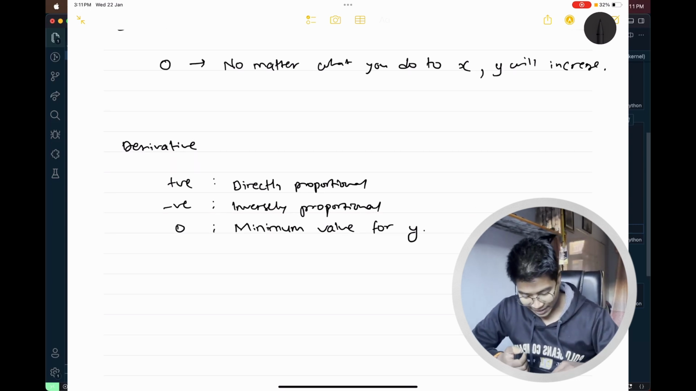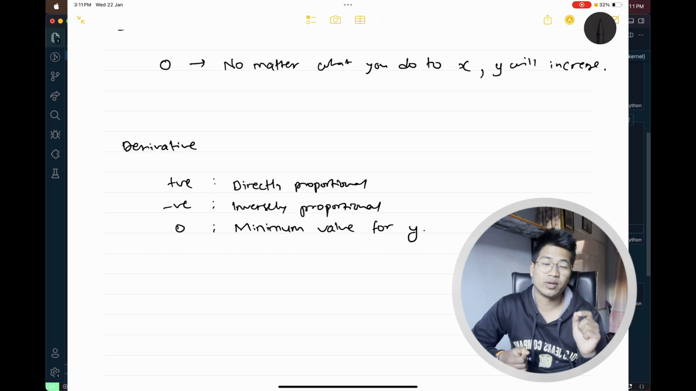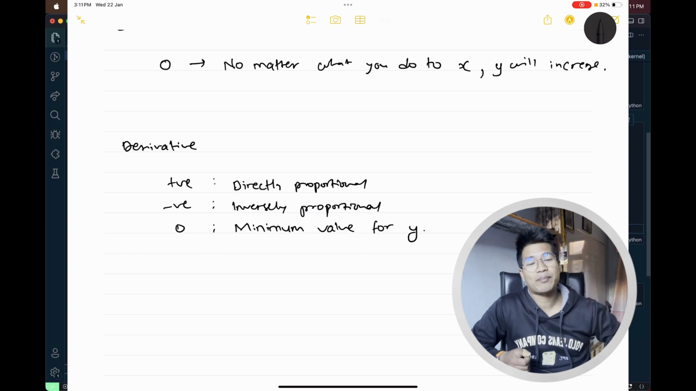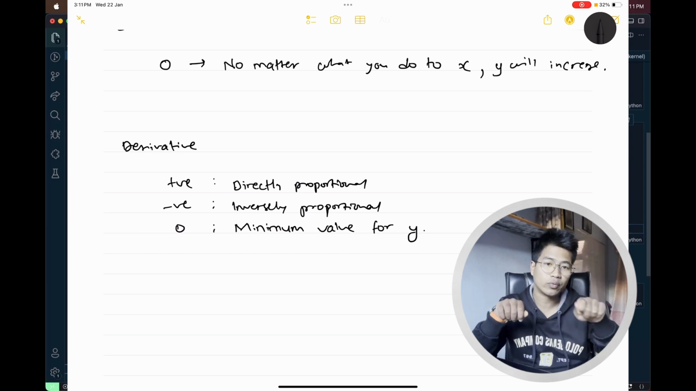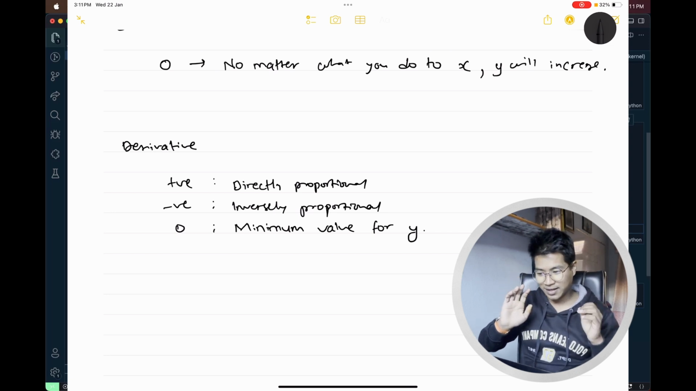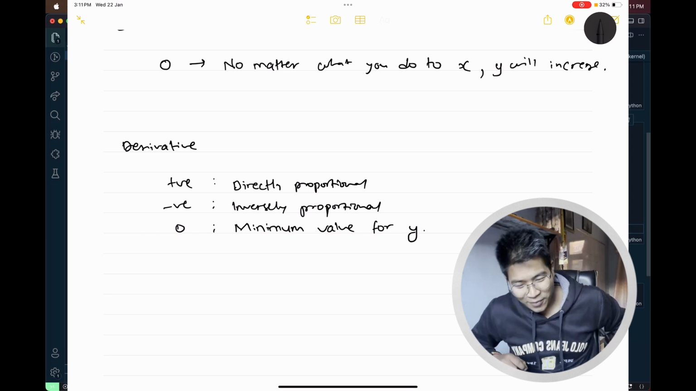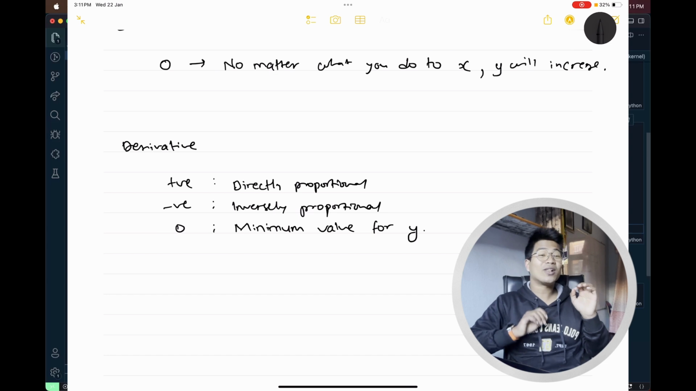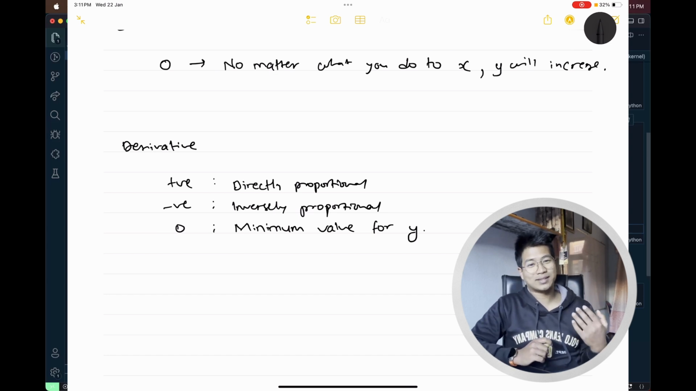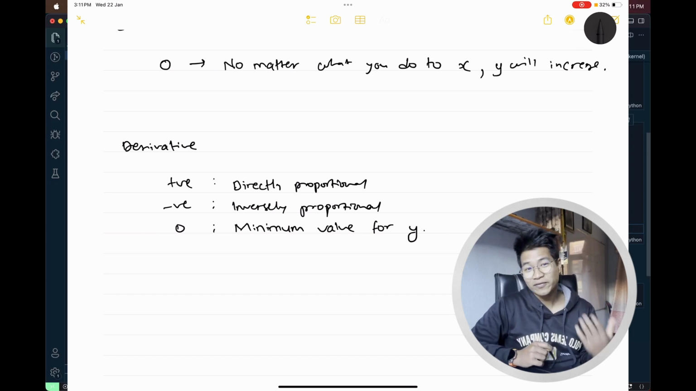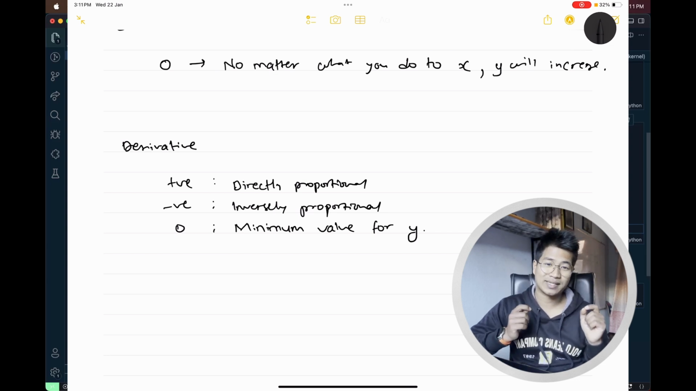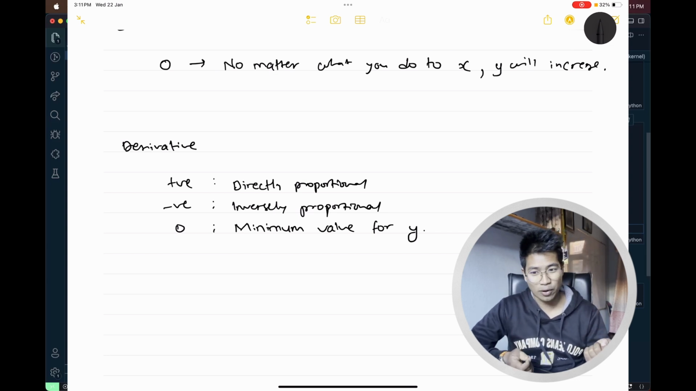Okay, so right now we have a method with which we could calculate a number for a function, and that number will tell you what will happen to the y value when you turn your x knob. Cool. So all that we wanted to know was whether something is directly proportional or inversely proportional. And this is going to help a lot when we start literally coding our neural networks.